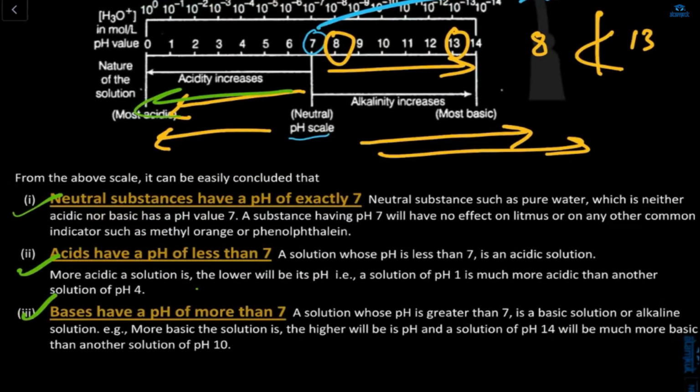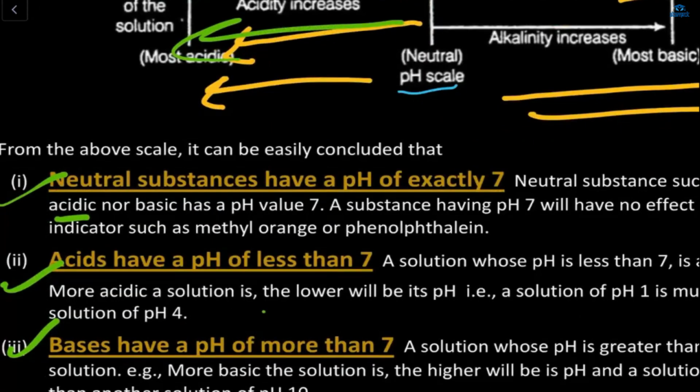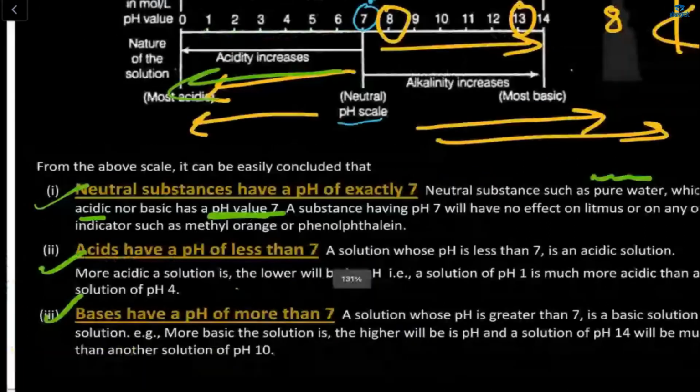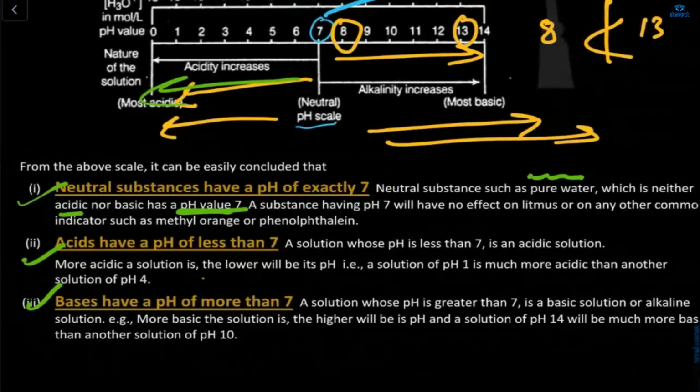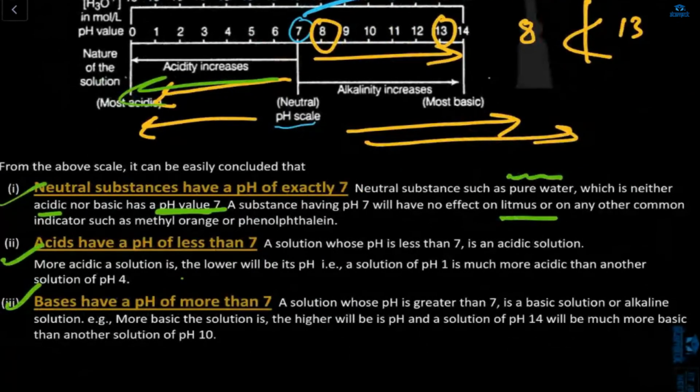What about the scale? A neutral substance has a pH value of exactly 7. For example, a neutral substance such as pure water, which is neither acidic nor basic, has a pH value of 7. If anyone asks you what the pH value of water is, it will be 7. Not 8, not 10. It's exactly 7. So a substance having a pH value of 7 will have no effect on litmus or any other common indicator, such as methyl orange.